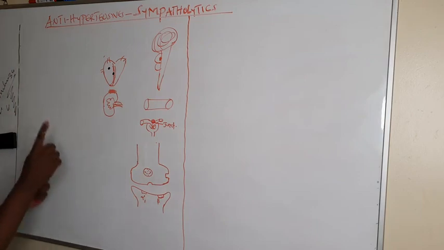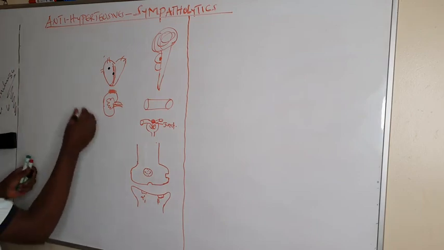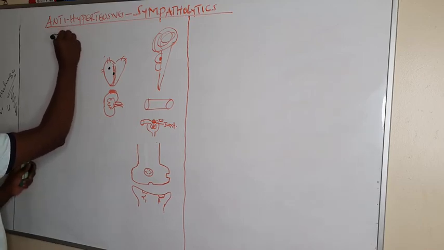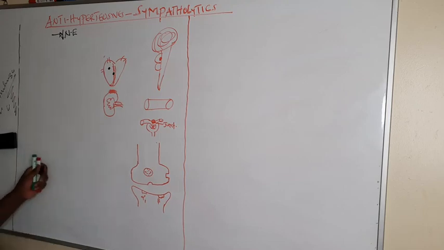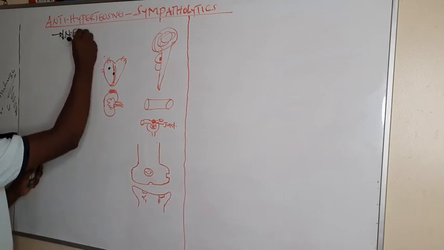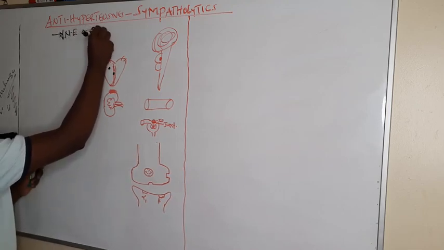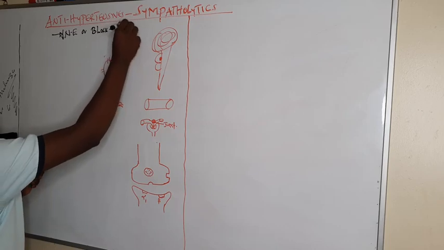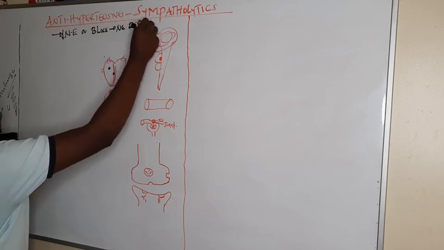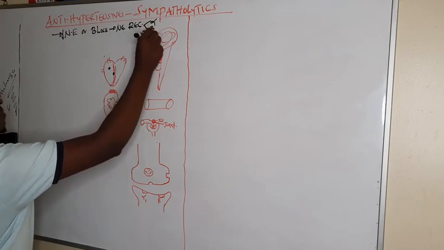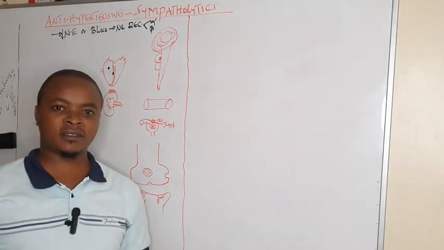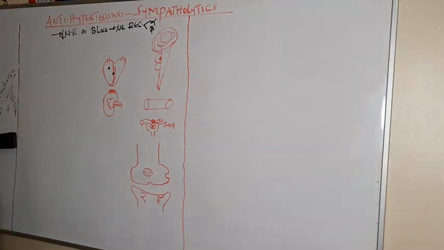So we are seeing these sympatholytics. Their mechanism of action in general is that they decrease the release of norepinephrine neurotransmitter, or they block its binding on the receptors. And these receptors include alpha and beta receptors, that is in the sympathetic nervous system. So that is what they do.